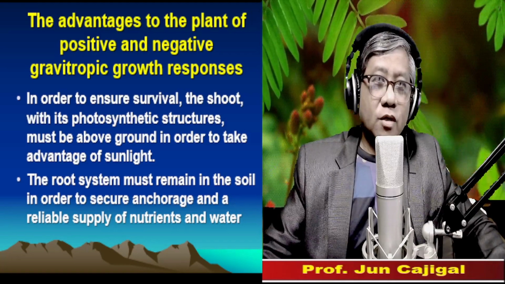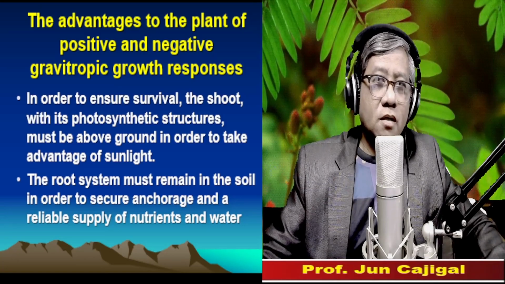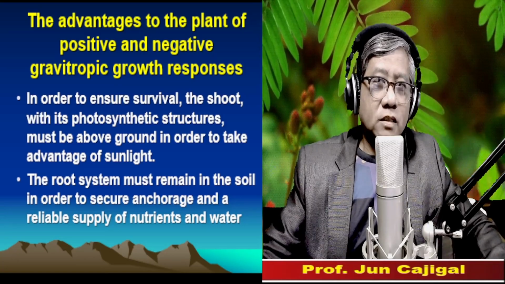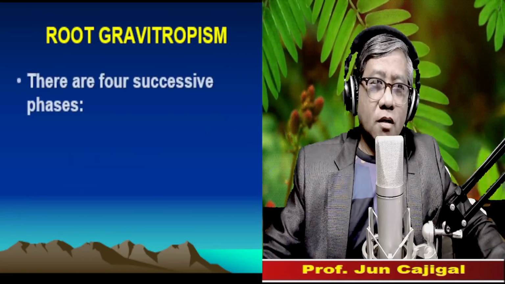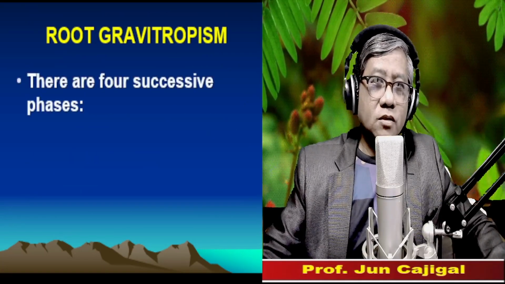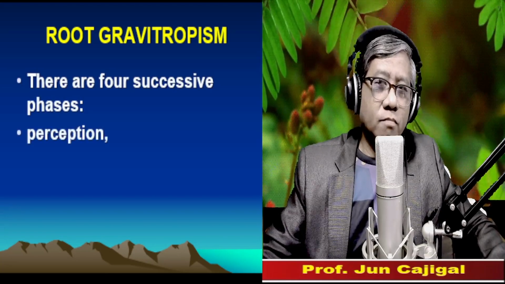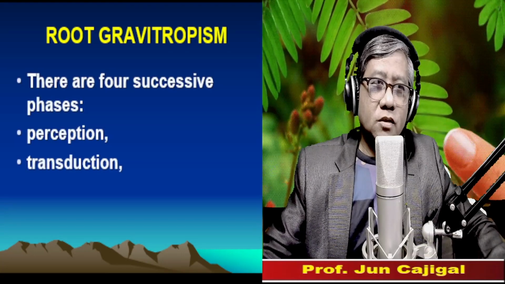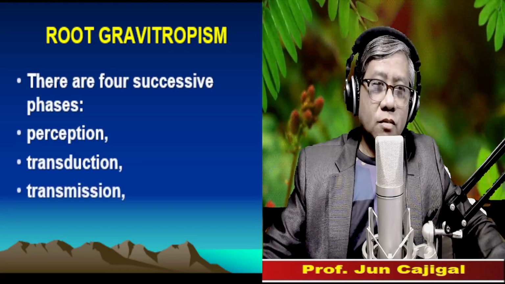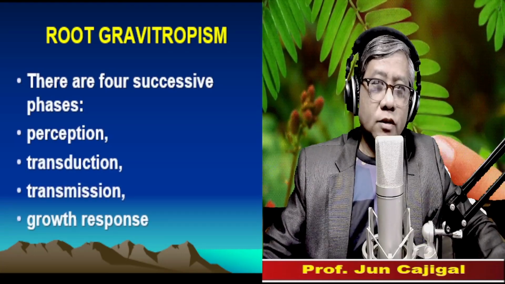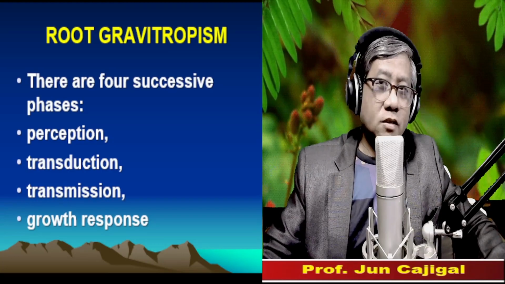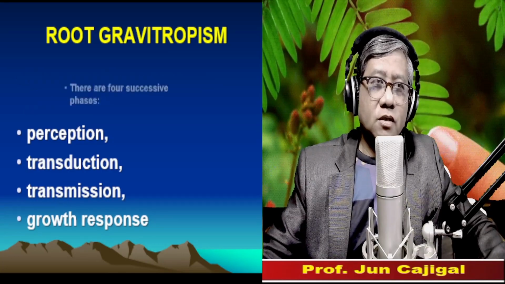Now at this point, let us study the successive phases of root gravitropism. The four successive phases of root gravitropism involve the following: perception, transduction, transmission, and growth response. So let us now zoom in on perception.